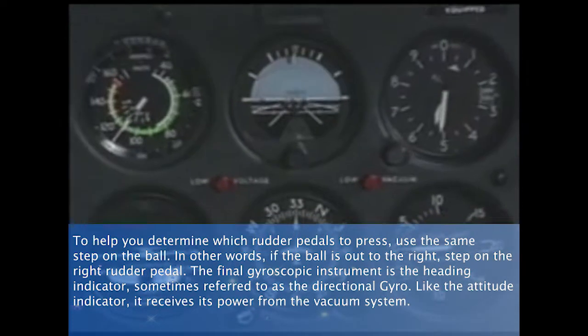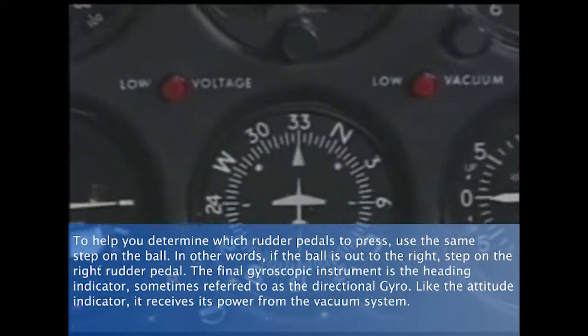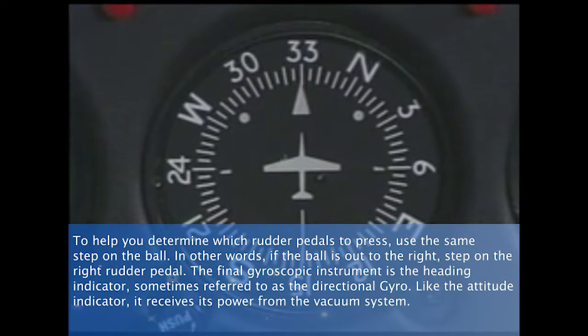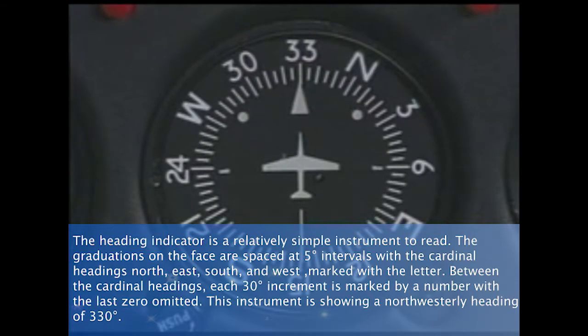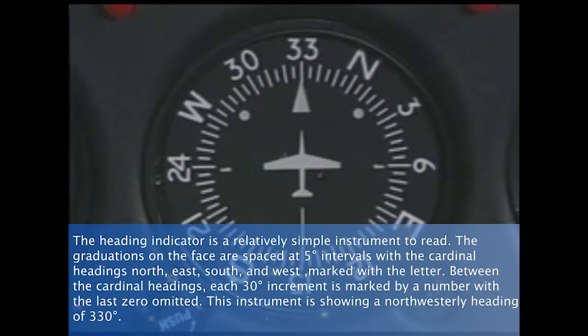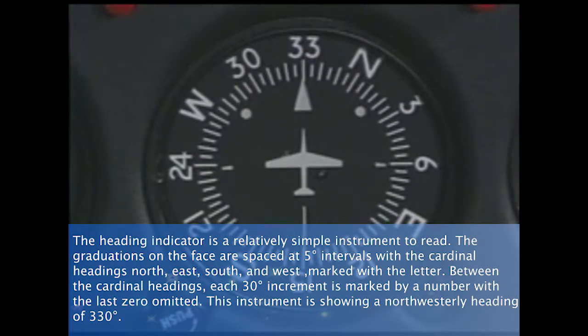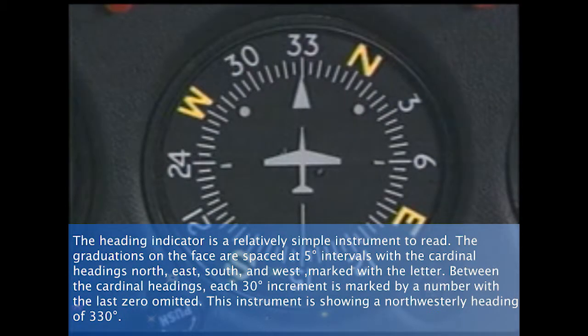The final gyroscopic instrument is the heading indicator, sometimes referred to as the directional gyro. Like the attitude indicator, it receives its power from the vacuum system. The heading indicator is a relatively simple instrument to read. The graduations on the face are spaced at 5-degree intervals, with the cardinal headings north, east, south, and west marked with a letter. Between the cardinal headings, each 30-degree increment is marked by a number with the last zero omitted. This instrument is showing a northwesterly heading of 330 degrees.